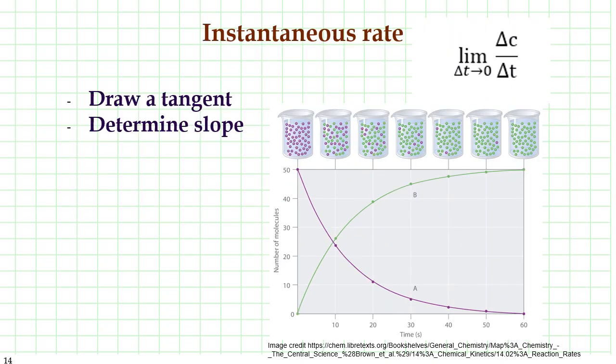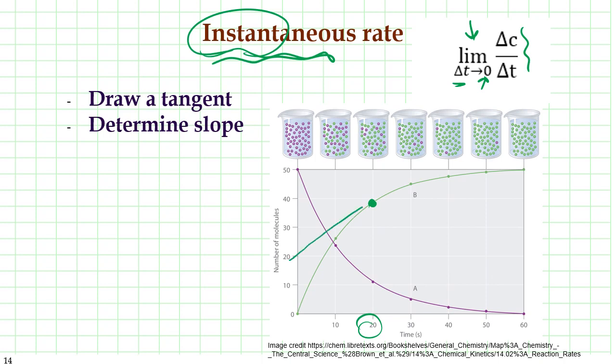Let's say that instead of average rate, I wanted to find instantaneous rate, literally the rate at some instant in the middle of the reaction. So what I could do is some big math and find the limit as the change in time approaches zero, looking at that change in concentration over the change in time. Or we could go way easier and instead find that point. Let's say that I wanted to look at the instantaneous rate at time equals 20 seconds. I'm just going to draw myself a nice tangent right there. And then I'm going to calculate the slope of that tangent line. That's going to be my instantaneous rate.